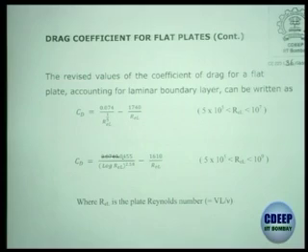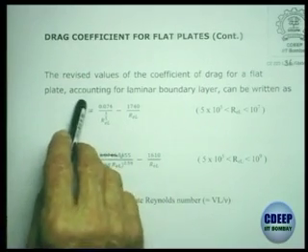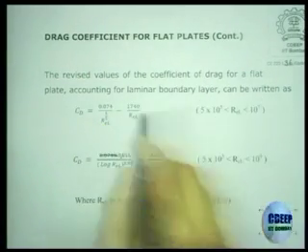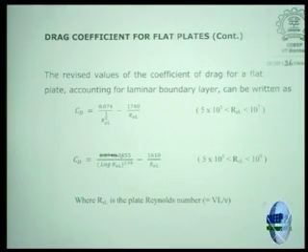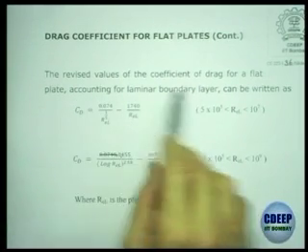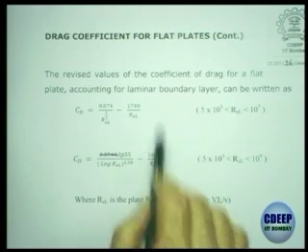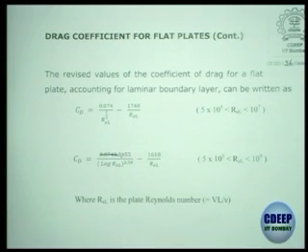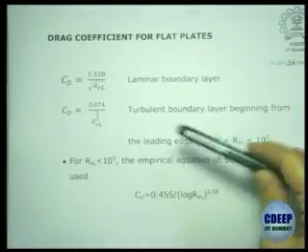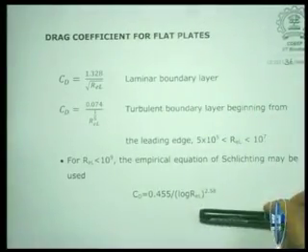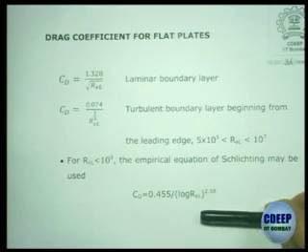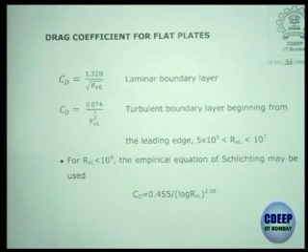Now, the revised values of the coefficient of drag for a flat plate, accounting for the laminar boundary layer, can be written as this. Now, what is the meaning of this? Do not worry about the derivation, but what is the meaning of this? First, understand the physical concept. The earlier expressions, whether it is this one or this one, both assume that the boundary layer is turbulent right from the leading edge.